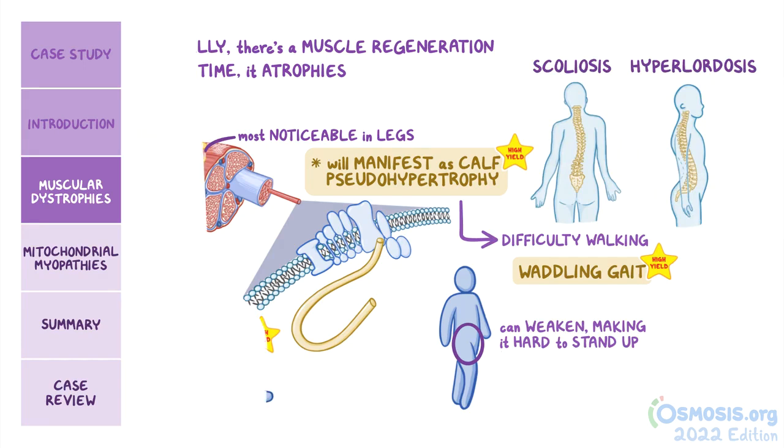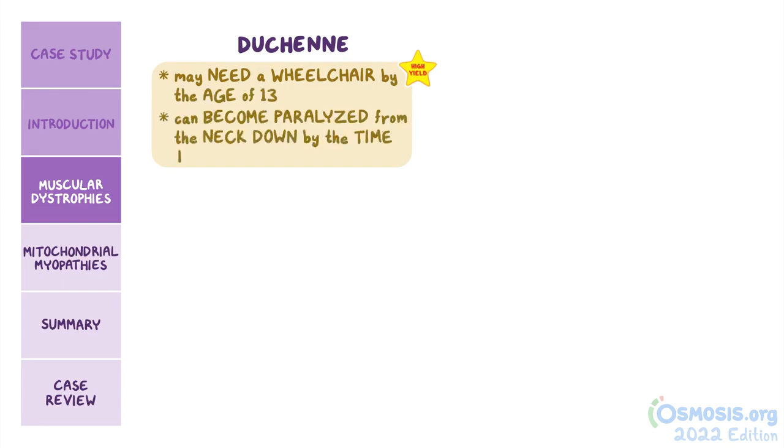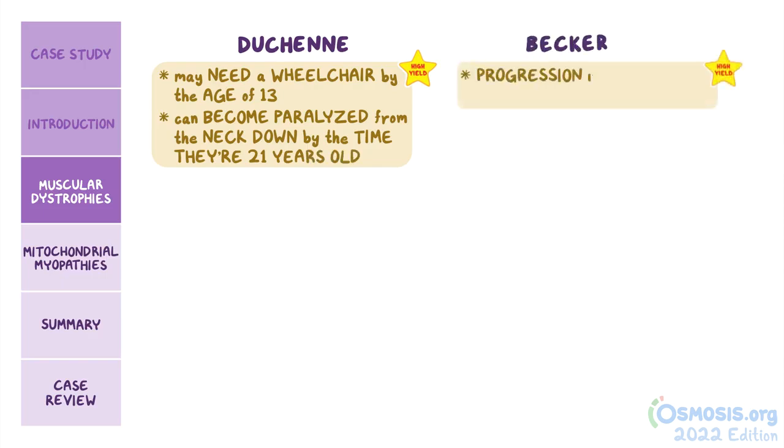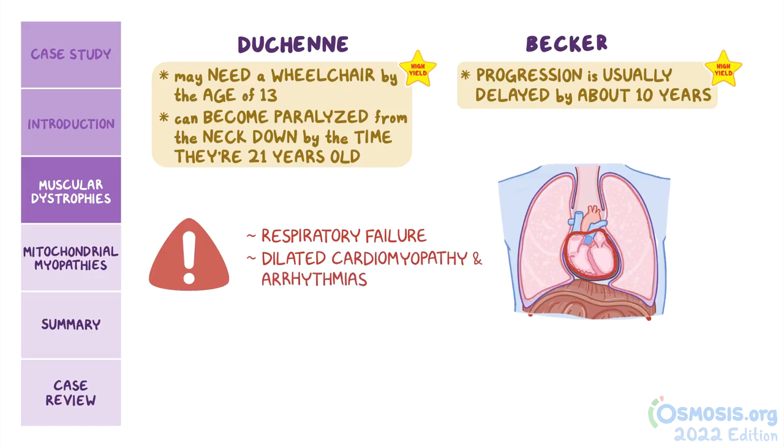As muscle weakness progresses, most individuals with Duchenne may end up needing a wheelchair by the age of 13 and can become paralyzed from the neck down by the time they're 21 years old. On the other hand, for individuals with Becker, this progression is usually delayed by about 10 years. Eventually, individuals end up developing serious complications, including respiratory failure because of a weak diaphragm, and dilated cardiomyopathy and arrhythmias, since the dystrophin protein is also expressed in heart muscle. Unfortunately, these complications often lead to a shortened lifespan. Most individuals with Duchenne die in their 20s, and those with Becker in their 40s.